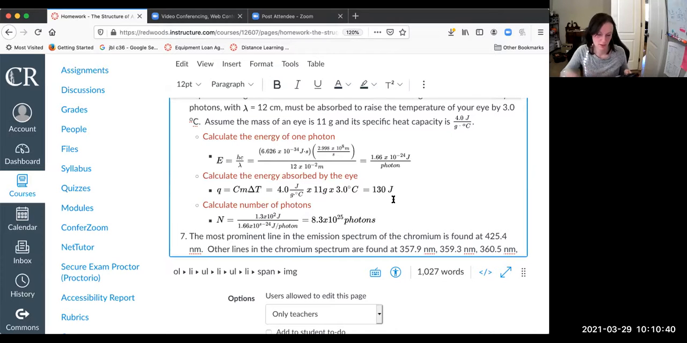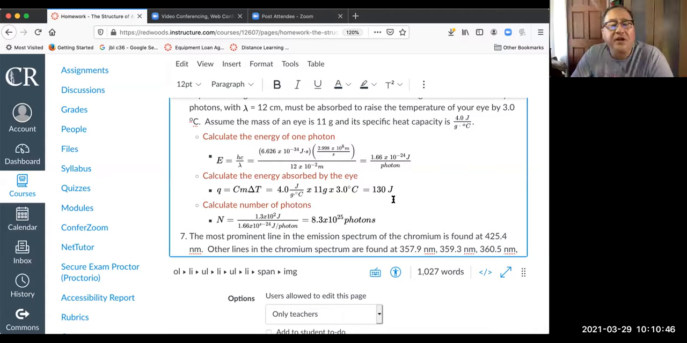Right. So now, if you got 10 to the minus 28, I have the feeling that you didn't use your denominator correctly. I'm betting that you didn't. What did you have in your denominator there? Did you have 12 times 10 to the minus 2 meters?